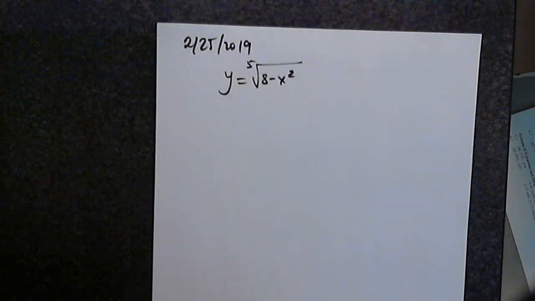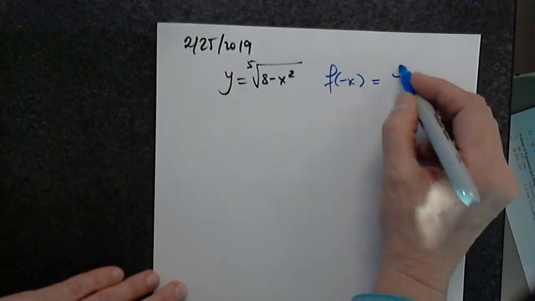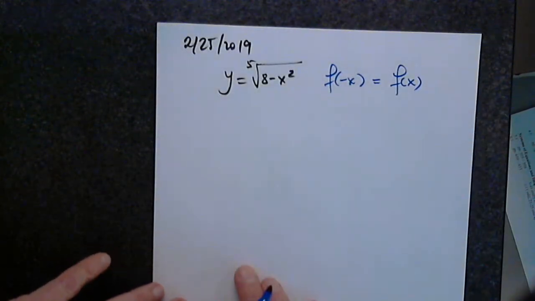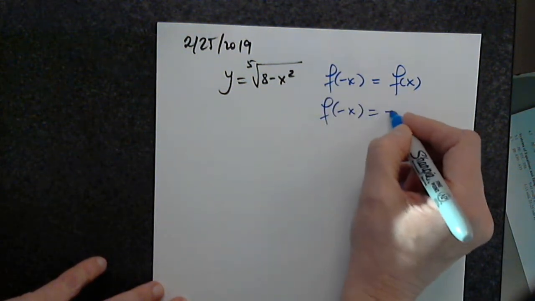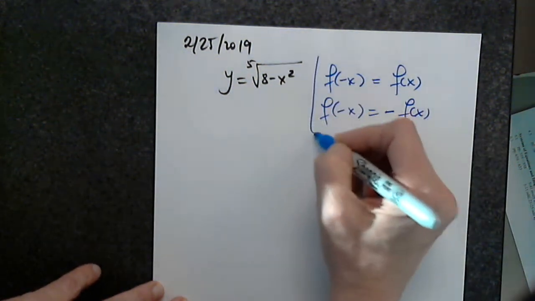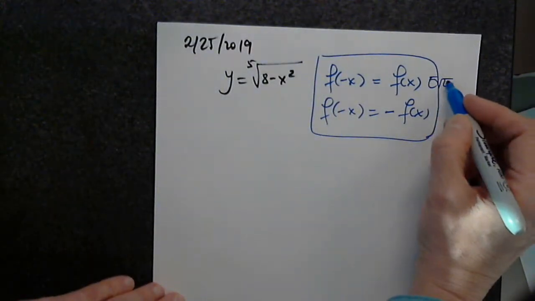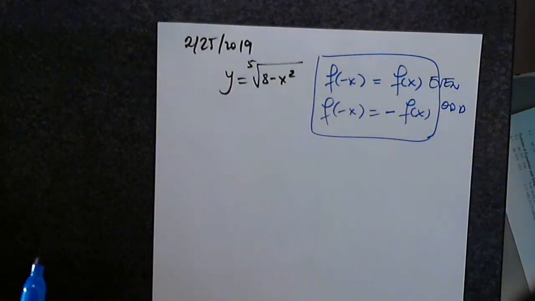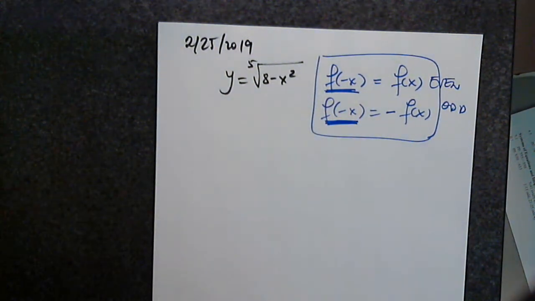Okay, so there are two different situations. One in which f of negative x equals the identical function, the function we started with, and the other one which is f of negative x, which is the opposite of f of x. These are the only two options. This is for an even, and this is for an odd. As you see, in both situations, we have to calculate or determine f of negative x. That is the starting point.